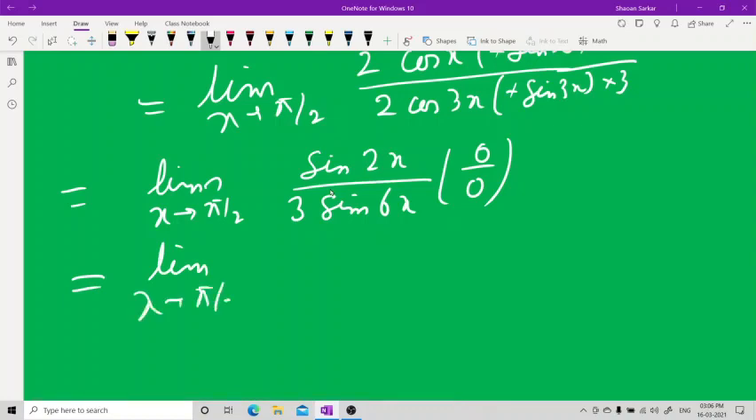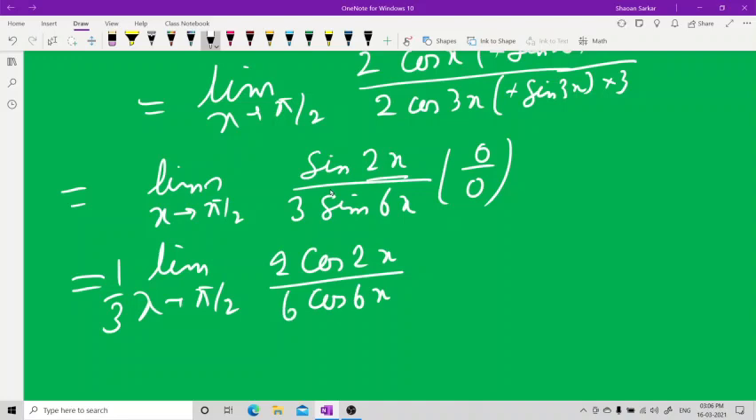Limit x tending to pi by 2, derivative of sin 2x is cos 2x into 2, chain rule. This 2 will come here, 3 is already there. You put the 3 out. Derivative of sin 6x is cos 6x into 6. That 6 you keep here. Now you put pi by 2. Now this becomes 1 by 9, 2 and 3, this 3 and this 3 cancel. This becomes 1 by 9.